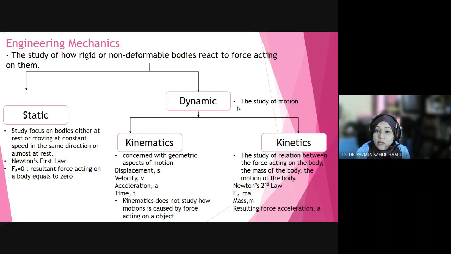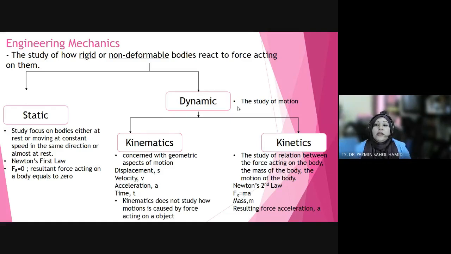But now we're moving to dynamics. Dynamics is different. It is more the study of motion. Not motion with the letter E, emotion, but motion. It means the study of objects that are moving. You want to study the motion of that particular object.